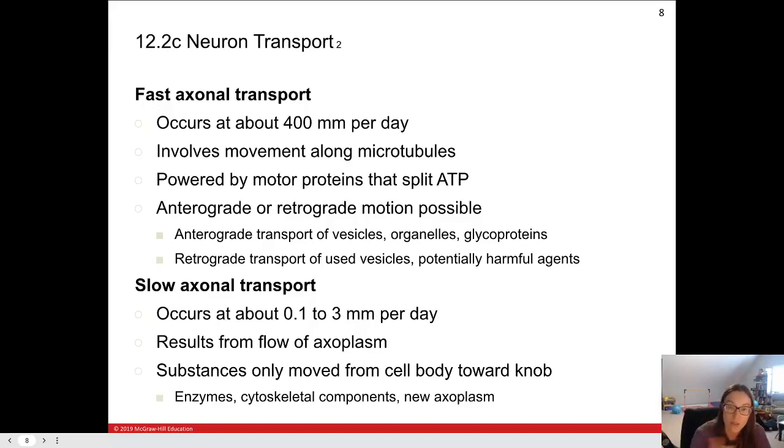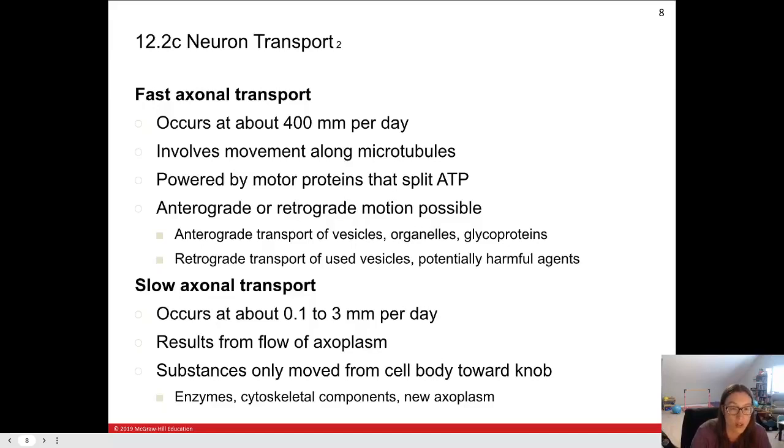And it transports the used vesicles or any potentially harmful products or waste products and things back up to the cell body. And so that happens fast and it's bidirectional, and I think of it as like train tracks because it needs a motor and you need the microtubules like a train track.